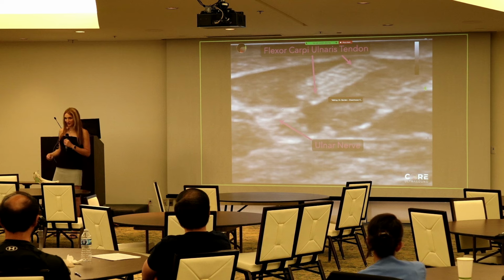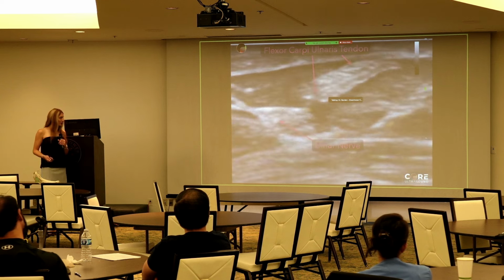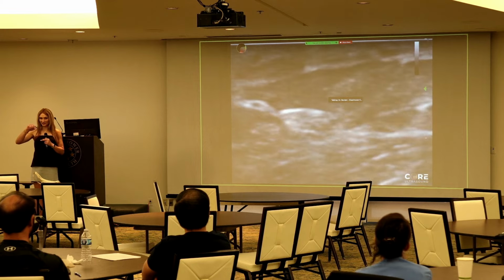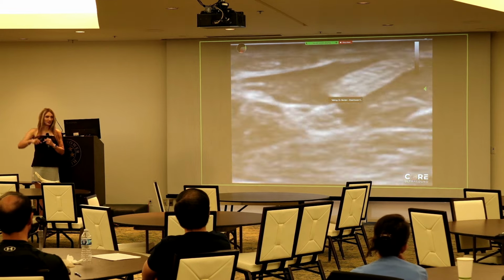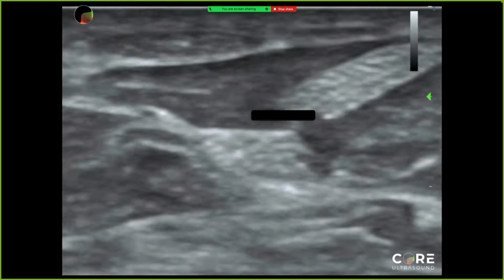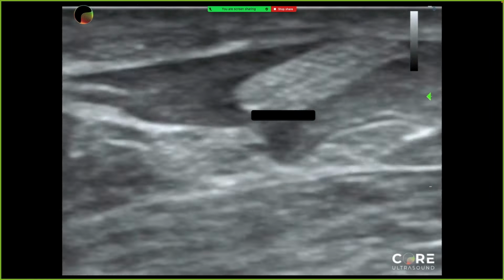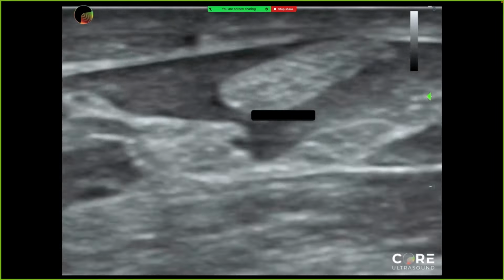There's a couple of ways that you can tell the difference between a tendon and a nerve. One of them is a concept called anisotropy. You see what I'm doing is I'm fanning the transducer. The tendon almost completely goes away. The nerve gets a little darker. The nerve's the bottom left one, but it's still there.